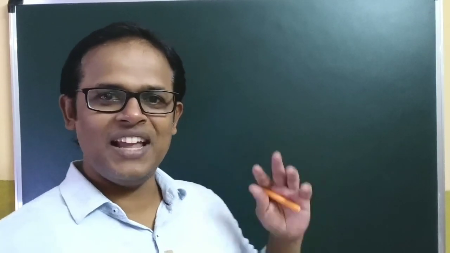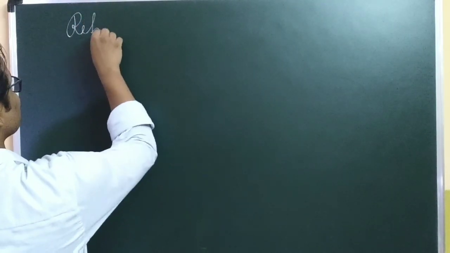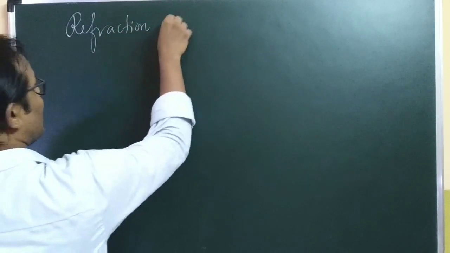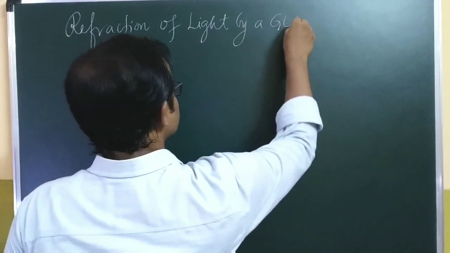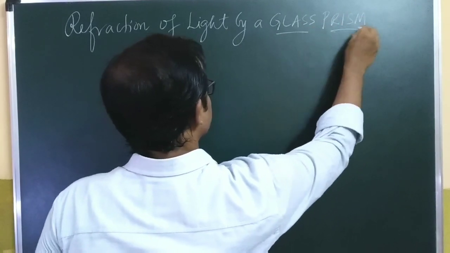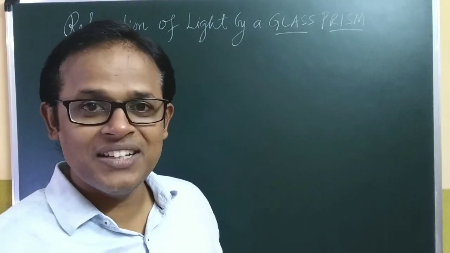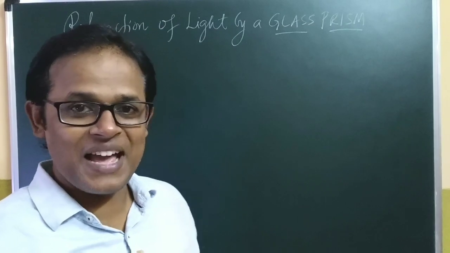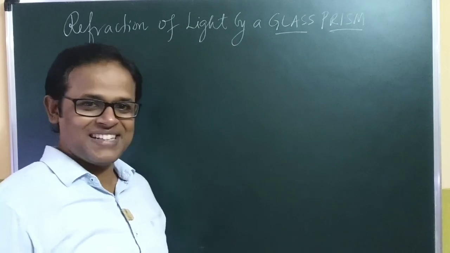Alright, so let's get started. Right now this is my lecture 3 on the topic of refraction of light. So let's get started with refraction of light by a glass prism. This is what we are about to discuss in today's class. In the previous class, I discussed the refraction of light by a rectangular glass slab. If you haven't watched it, do watch it and then come back to this video. Great? Okay, let's get started.